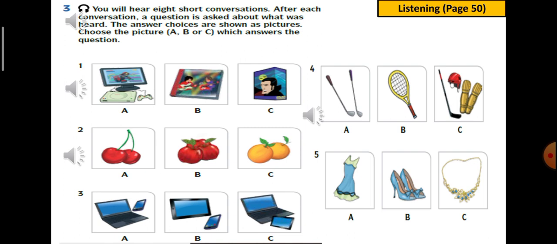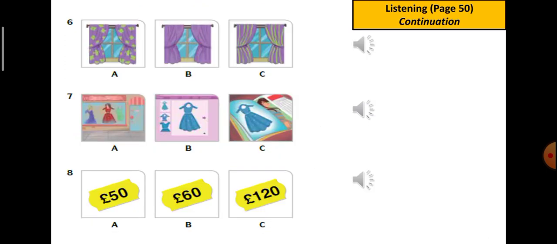Alright, did you get that? I hope so. Okay, let's move on to question number 6. The one with the curtains. Alright, I'll play the recording for question 6 now. 6.